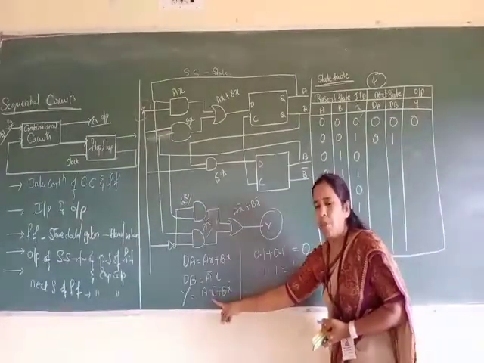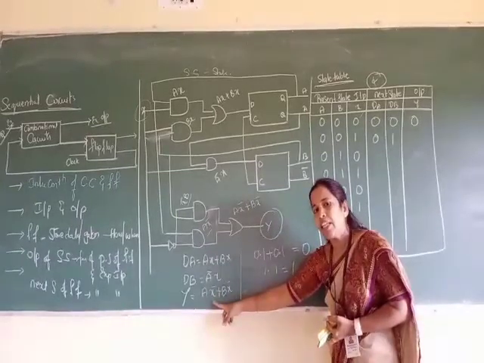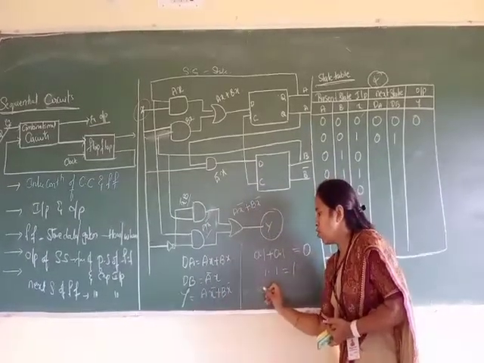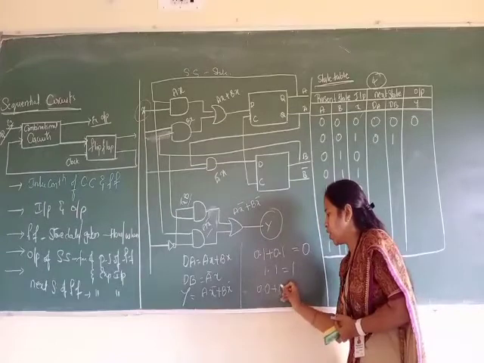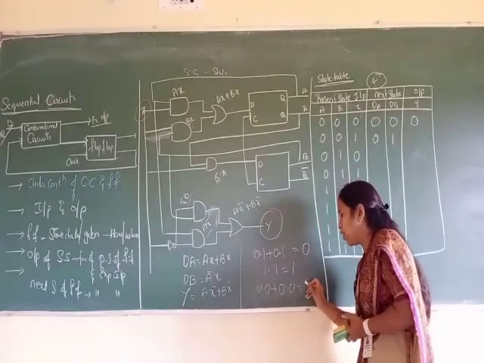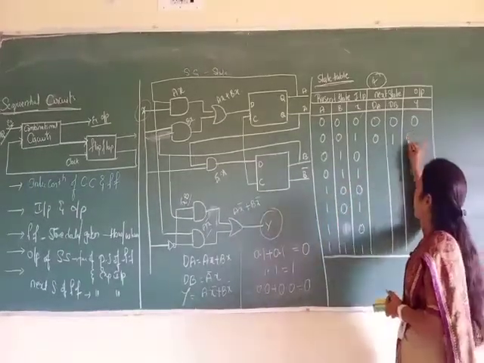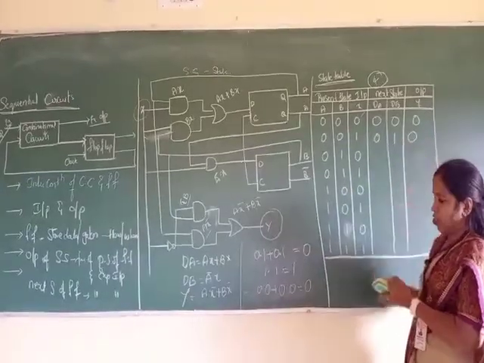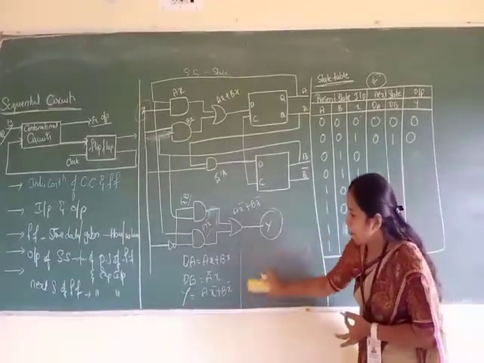Now Y value. A into X bar. A is 0 already. X bar is nothing but what? 0. So 0 into 0 plus B is 0. X bar is also 0. Then what you are getting here? 0. So second case is 0, 1, 0.